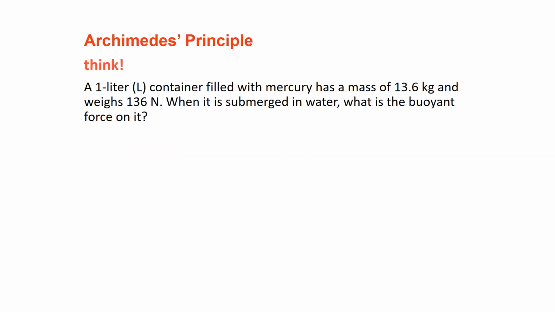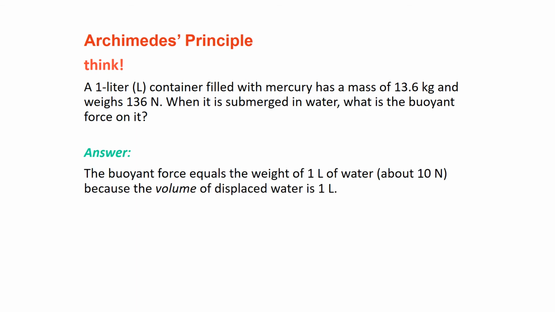Examine your understanding. If a 1 liter container filled with mercury has a mass of 13.6 kilograms and a weight of 136 Newton, when it is submerged in water, what is the buoyant force on it? The answer is the buoyant force will be equal to the weight of 1 liter of water, which is about 10 Newton, because the volume of displaced water is 1 liter, in spite of the fact that the weight is 136 Newton. We're only dealing with the volume.